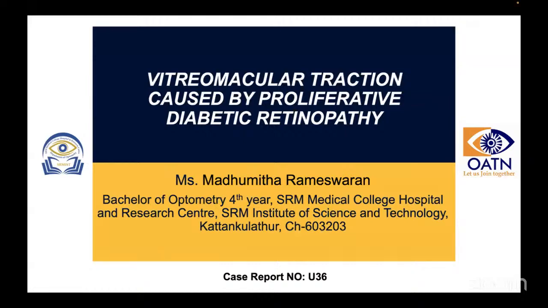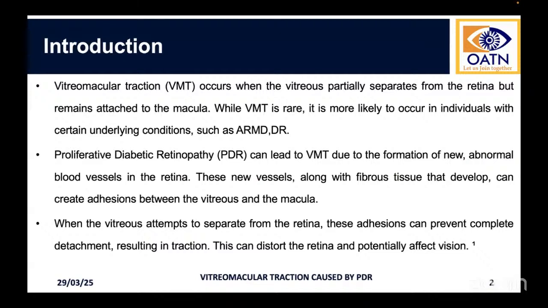Good afternoon to everyone. I'll be presenting a case on vitreomacular traction caused by proliferative diabetic retinopathy. VMT occurs when the vitreous partially separates from the retina but remains attached to the macula alone. While this is rare, the underlying causes might be ARMD and DR. PDR will also lead to VMT due to the formation of new blood vessels, that is neovascularization, along with fibrous tissue development, that is proliferative fibrovascularization, which can cause adhesion between the vitreous and macula.